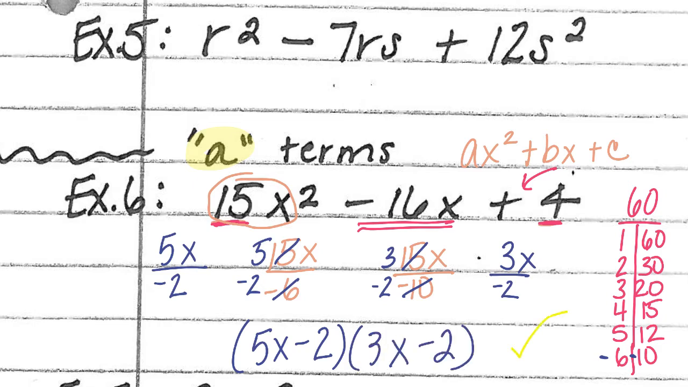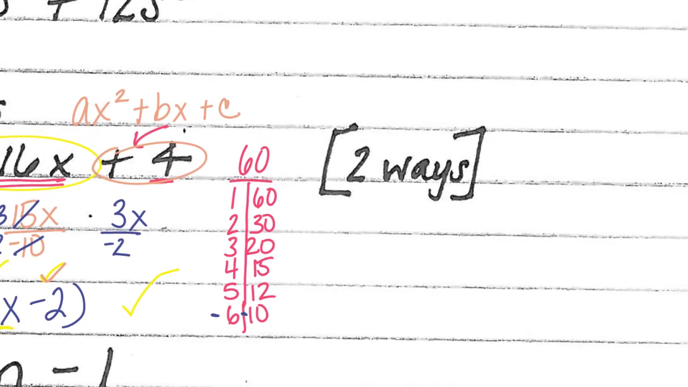So don't forget to check your work. So let's go ahead and check. First term, 5x times 3x is 15x squared. The outer, negative 10 and negative 6, hey, those add up to be that negative 16. Last, I have a 2 and a 2. Negative 2 times negative 2 is that positive 4. Now, that's called the California method. I have no clue who named it that, but there is another way to do it.